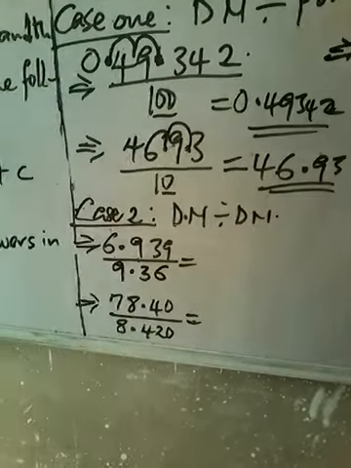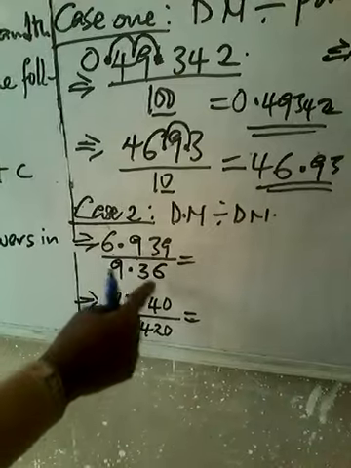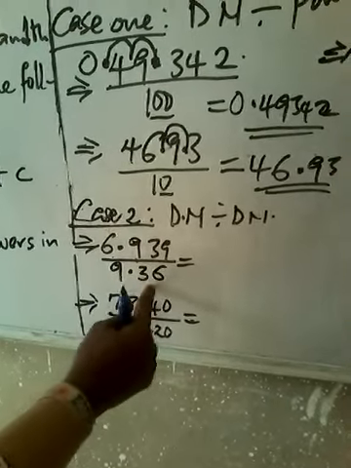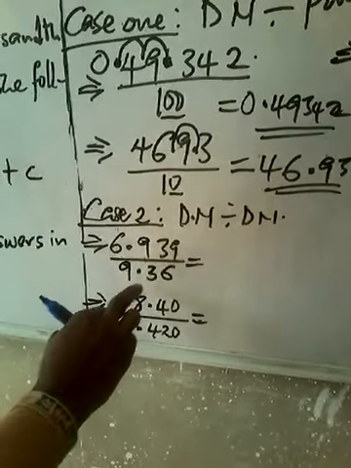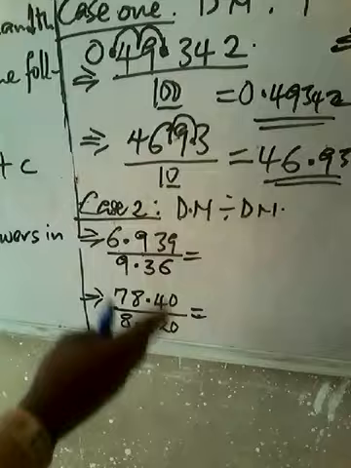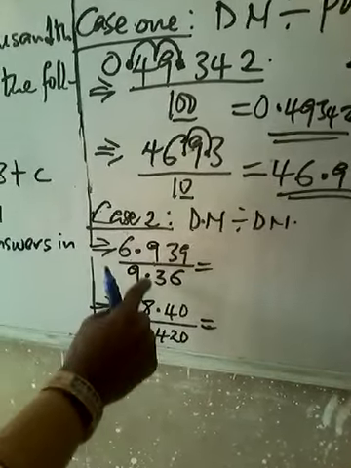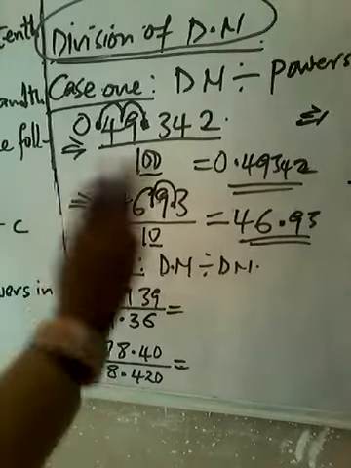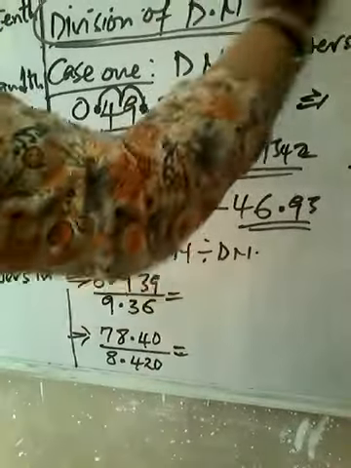Dividing a decimal number by another decimal number is very simple. What you do is this: multiply both up and down. Your aim is to get rid of the decimal number at the denominator. If you still have the decimal point at the denominator, you cannot move forward. So you multiply up and down by the number of decimal places at the denominator.